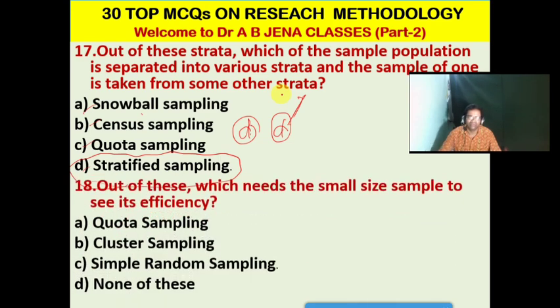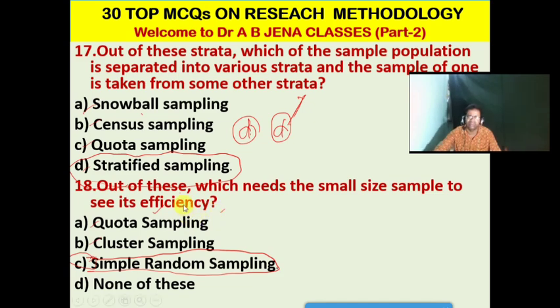So next one MCQ, out of those given below, which needs the small size of sample to show its efficiency? A, it's quota sampling, B, it's cluster sampling, C, it's simple random sampling, D, it's none of these. So friends, so C is the right option for this MCQ. So out of these, simple random sampling needs the small size of sample to show its efficiency and accuracy.